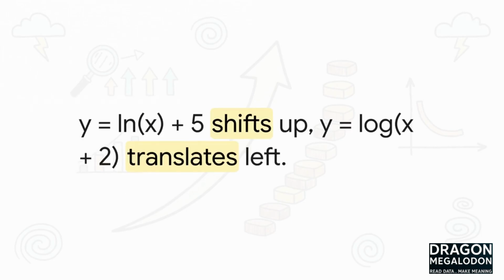Now, you can totally transform this output visually, too. Let's say we take the natural log, which, by the way, is just log base e, usually written as ln. If we add 5 completely outside the argument, like y equals ln of x plus 5, that entire curve just shifts vertically up by 5 units. But if we add integers inside the argument itself, like y equals log of x plus 2, it modifies the x values directly. That shifts the whole graph, including its vertical asymptote, horizontally to the left by 2 units.